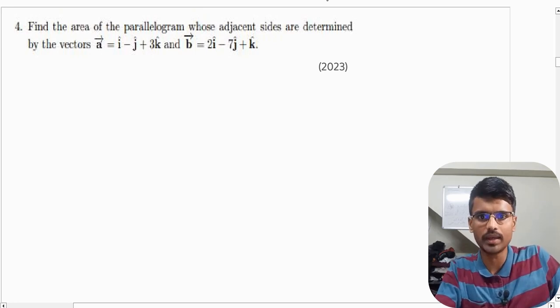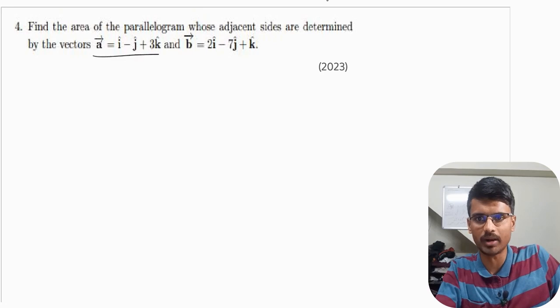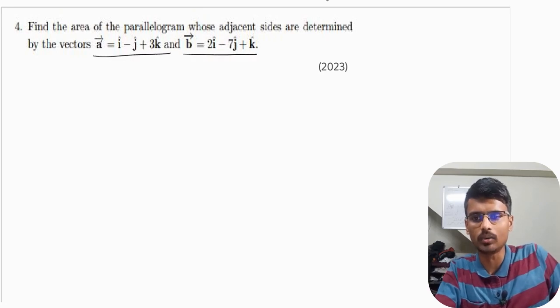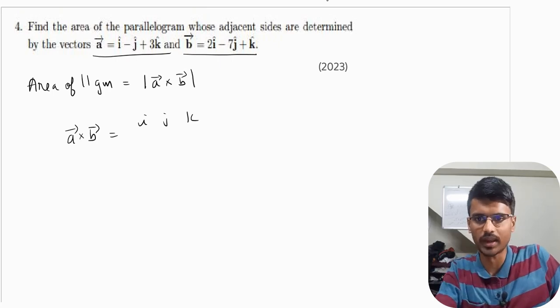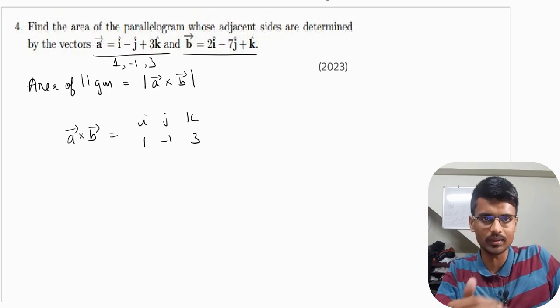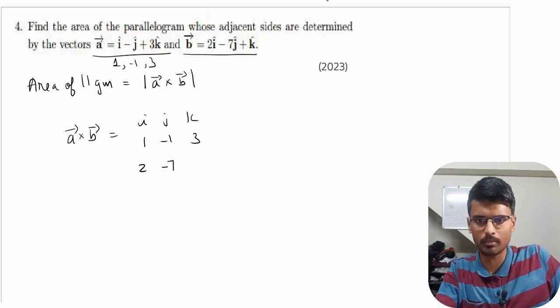They can ask you to find the area of the parallelogram whose adjacent sides are determined by A and B. The formula for area of parallelogram that we have studied is the magnitude of the cross product of A and B. So first we'll find the cross product. We all know how to find the cross product. We find the determinant with i, j, k in the first row. In the second row, I'll write the components of vector a: 1, -1 and 3. Next in the third row, I'll write the components of vector b: 2, -7 and 1. Now we need to find the determinant of this.